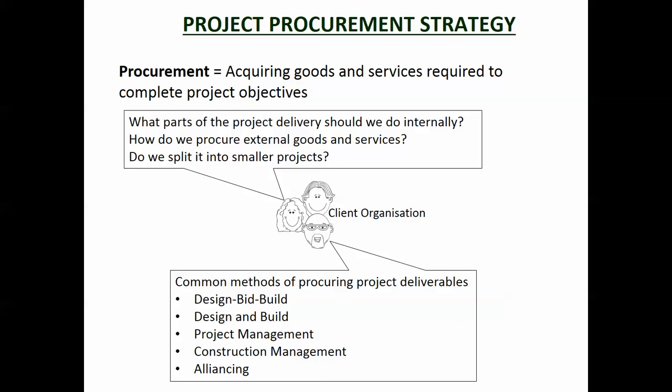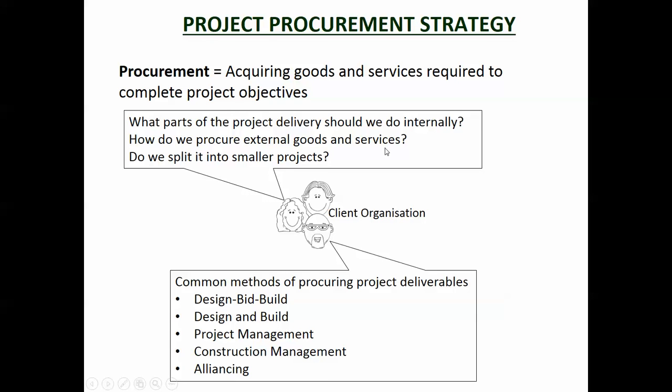So the project procurement strategy. This is how are we going to get this. So with the council it would be, how are we going to procure a road? And that includes how we're going to procure the design of the road, how we're going to procure the construction of the road. So procurement, acquiring goods and services required to complete the project objectives. And so you'll be asking questions, the client organisation, can we do some of this internally? So some councils, for example, will have a design department that can do at least part of the design. How do we procure the external goods and services?